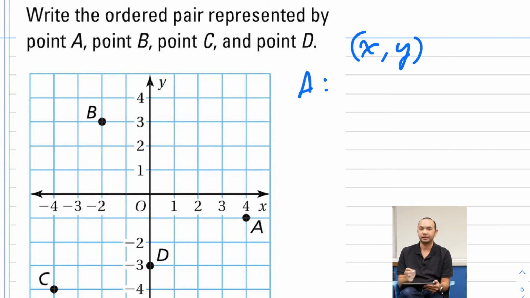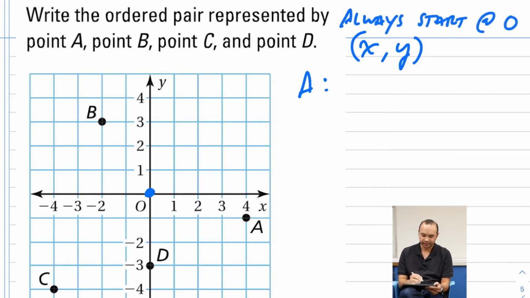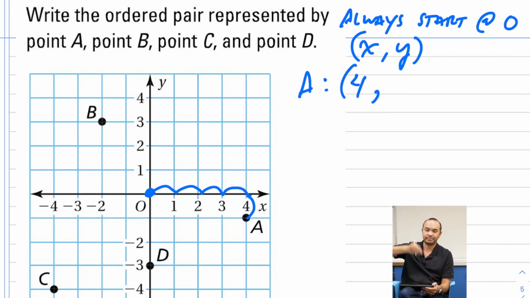So how did you get there on the x-axis? Well, the x-axis goes left and right. You're always starting at 0, always start at 0, and then find the directions. How do you get to point A? Well, I had to go 1, 2, 3, 4 places to the right. So my x coordinate is 4. And then I had to go 1 space down. Going down is the negative direction on the y. The y-axis goes up and down, so that's the y coordinate. It's going to be negative 1. So (4, -1) is my ordered pair for A.